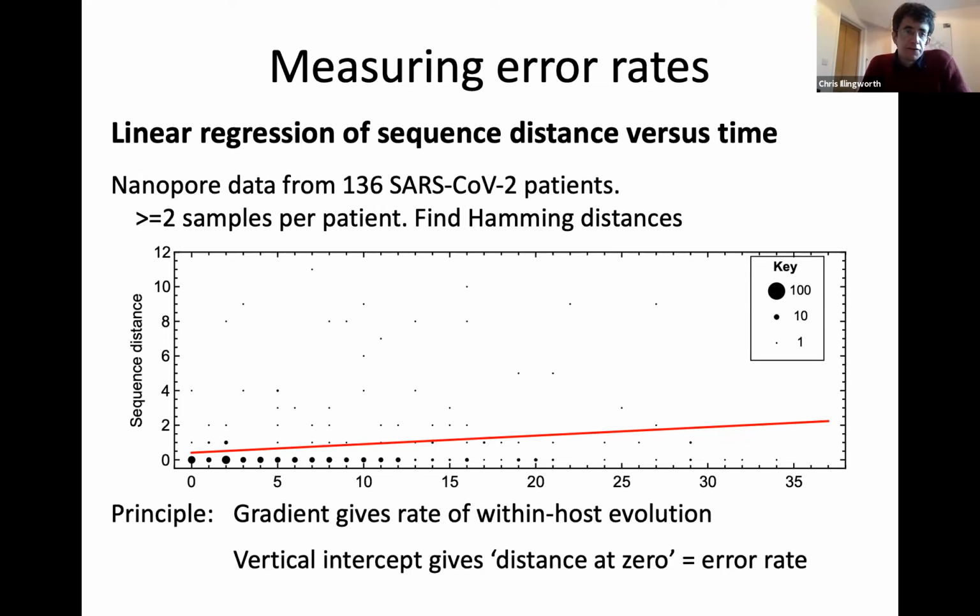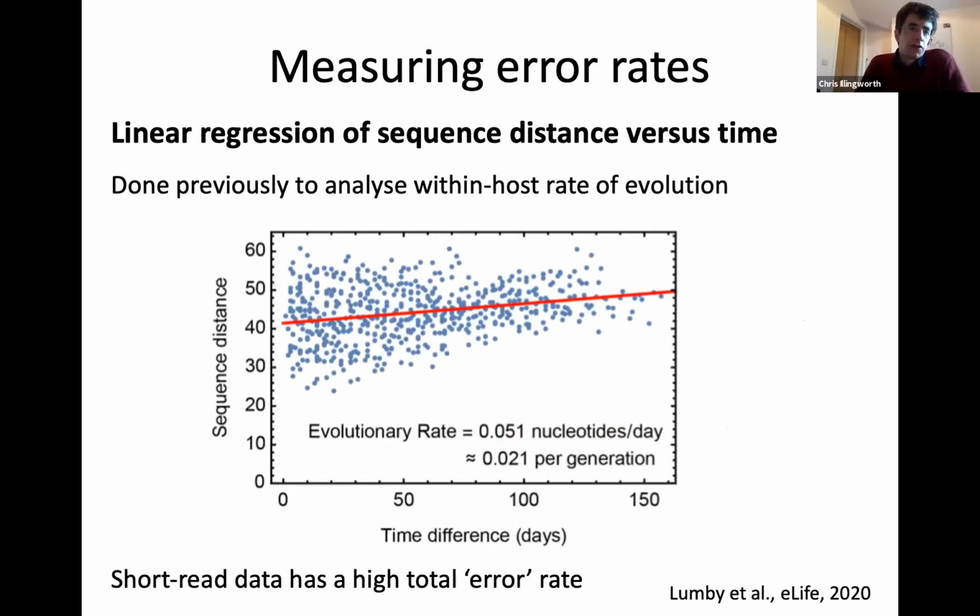But then if you take the distance at 0, so this is the intercept of the linear regression, well, that's the distance at 0, which is kind of an error rate, if you want to think of it that way. So I guess we first thought about doing this when we were interested in within-host evolution. This is data from a PhD student, Casper Lumbey, who was in my lab. And we did this on an influenza B patient, so someone who had flu B for a very long time. And in that case, we were really interested in the rate of evolution in a long-term flu infection. But this time we're interested in what's the rate of error.